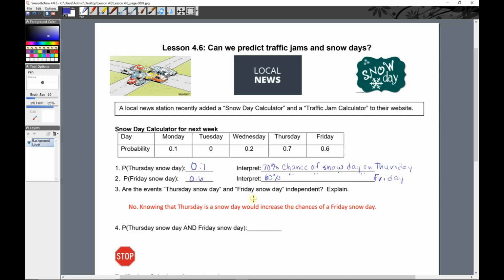And then they go on to ask, are the events Thursday snow day and Friday snow day independent? And think about it this way. If it gets really cold one day, what about the next day? Do you have any kind of idea of whether it'll be a warm day or a cold day? Really, you can't know for sure, but in general, weather events on consecutive days can be similar. So knowing that Thursday is a snow day would increase the chances of Friday being a snow day.